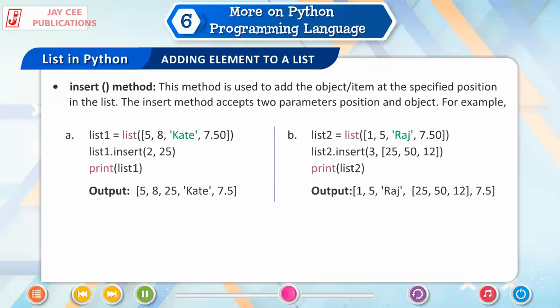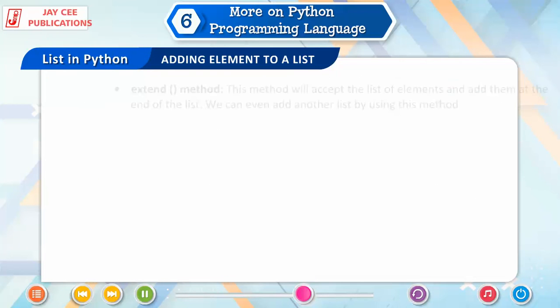b) list2 = list([1, 5, 'Raj', 7.50]); list2.insert(3, [25, 50, 12]); print(list2). Output: [1, 5, 'Raj', [25, 50, 12], 7.5].